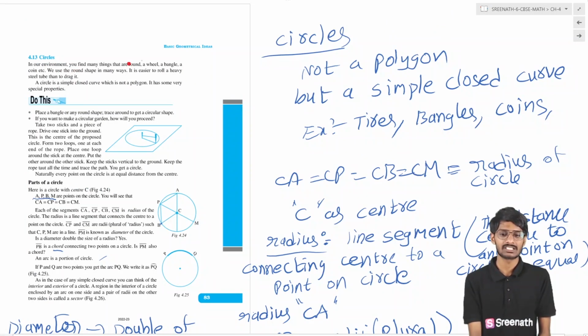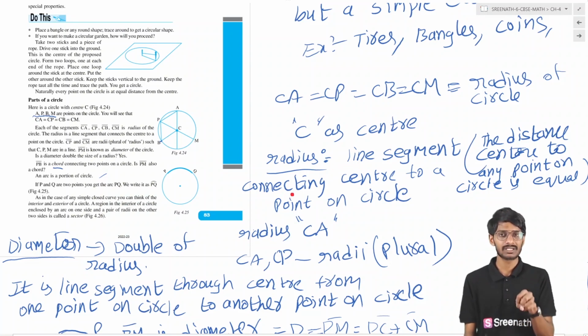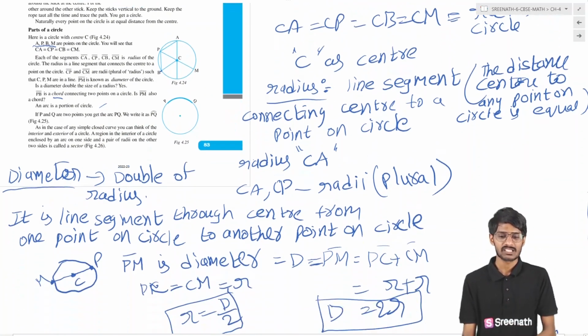Next thing is about the circle. A circle is not a polygon, but it is a simple closed curve. A circle has a center, and the distance from the center to any point on the circle is equal. That distance we call the radius. So the radius is the line segment connecting the center to any point on the circle.